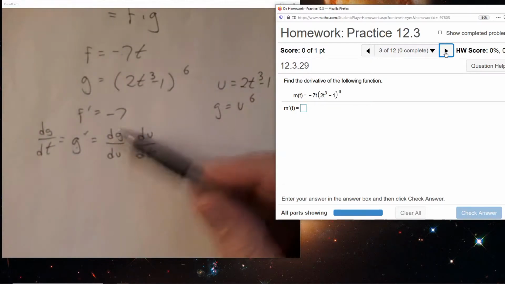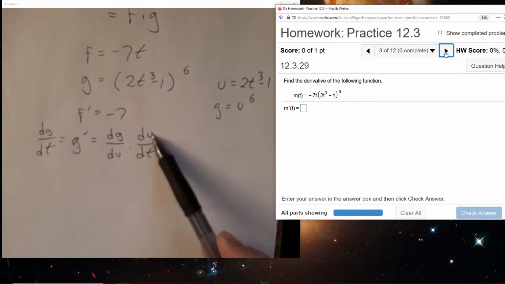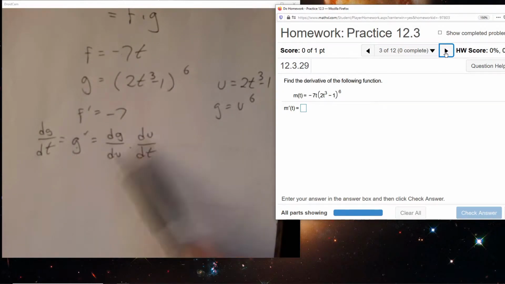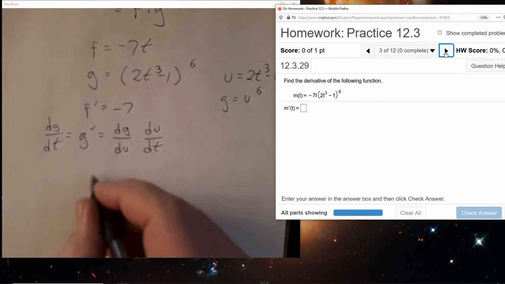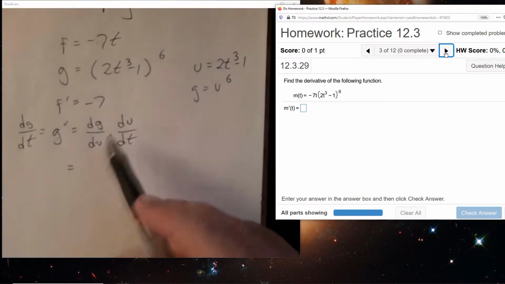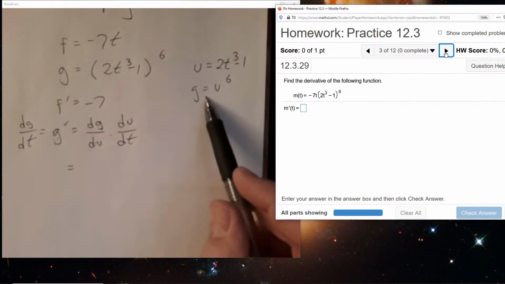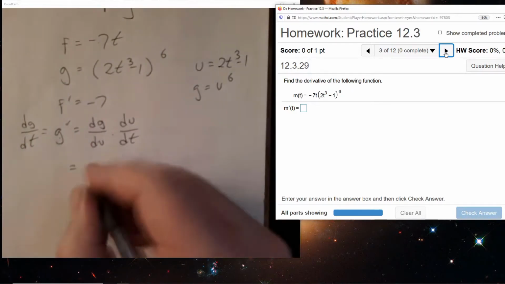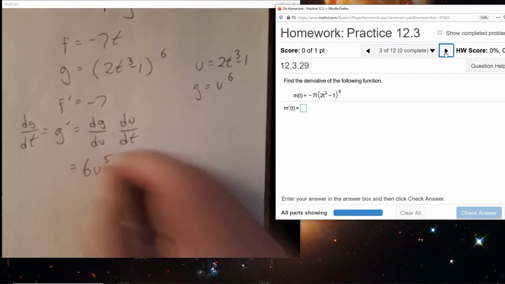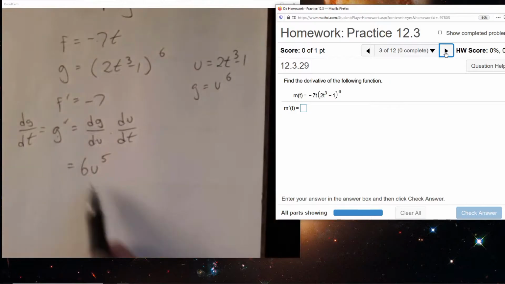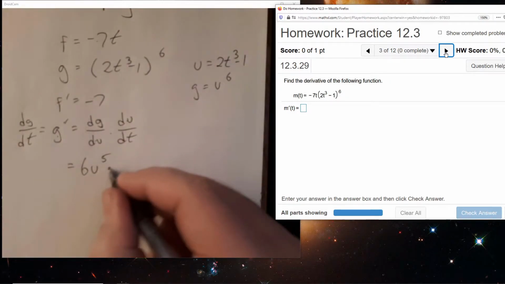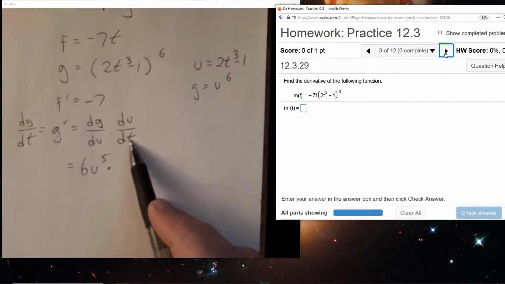Now notice when writing the chain rule that these du's should always cancel, so you're left with the derivative, dg over dt. And so we have the derivative of g with respect to u. Well, here's g, so we'll take the derivative. That's a power pattern there. U to the 6th, the derivative is 6u to the 5th. And then it says we multiply by du dt.